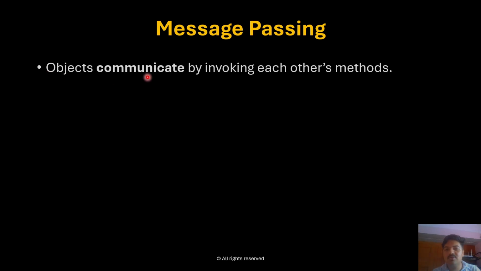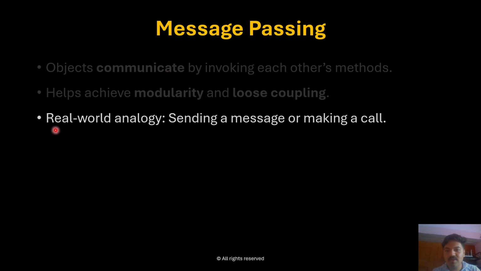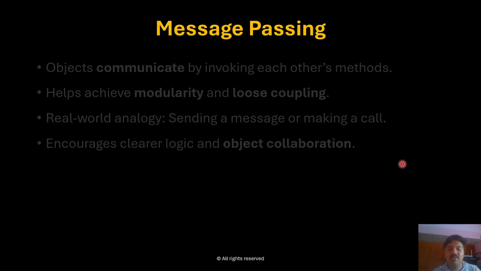Next, we have message passing. In message passing, objects communicate by invoking each other's methods. So the first object will invoke the other's method, and the other object will invoke the first's method. It helps achieve modularity and loose coupling. In the real world, we use this in sending a message, like sending, receiving, or making a call. You are dialing, and another person is receiving the call, encouraging clear logic and object collaboration. So this happens in message passing.